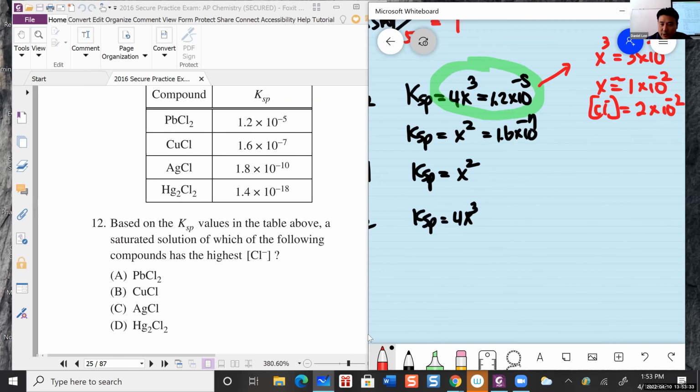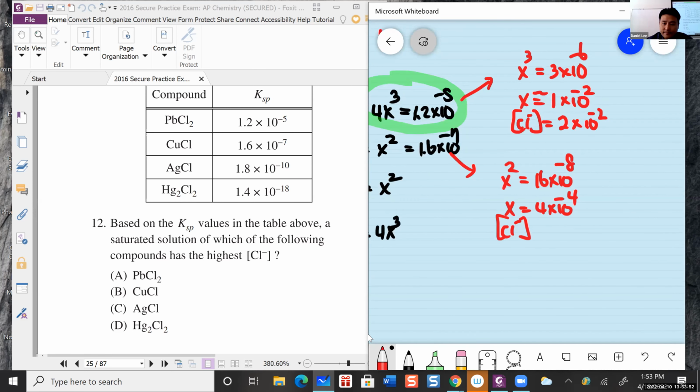And the second one, you also have to suck it up and do it. So x squared is 16 times 10 to the negative 8. So x is 4 times 10 to the negative 4. And that is Cl minus as well. Cl minus is just x. So between A and B, who has higher Cl minus? The answer is A, right? So your magnitude is larger.